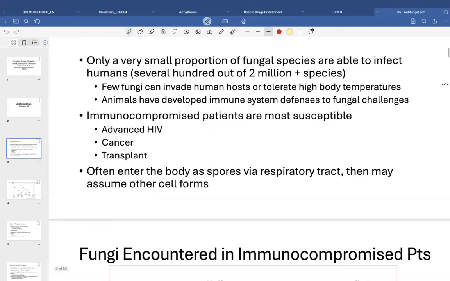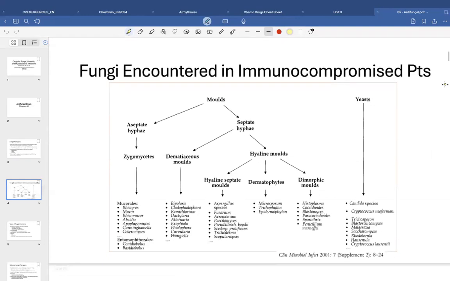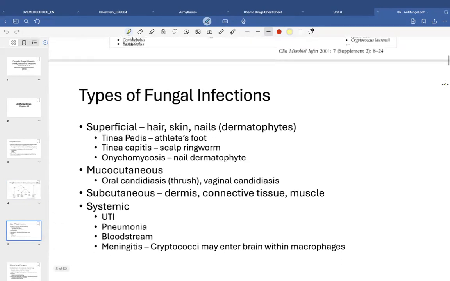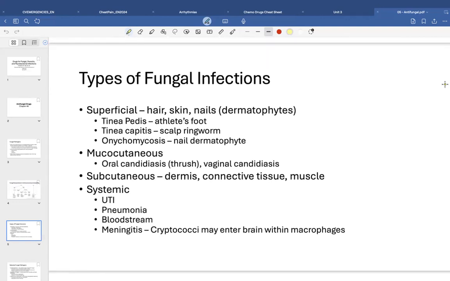This is kind of a hierarchy of the fungal organisms. The broadest category are molds and yeasts. And as you can see, there are various different families underneath them. I'll highlight just a few that we do have to worry about. Types of infections range from superficial to systemic. You can get superficial infections affecting the skin, hair, and nails.